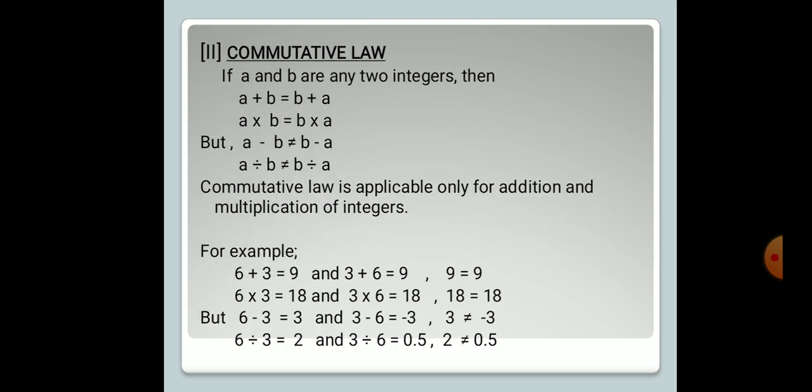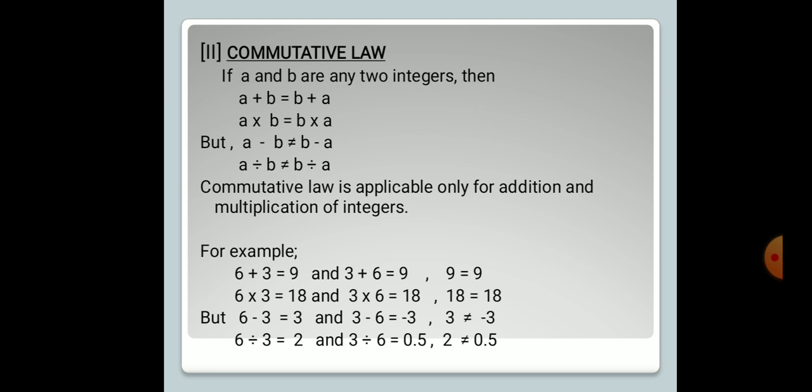Then commutative law. If a and b are any two integers, then a plus b is equal to b plus a, and a into b is also equal to b into a. But a minus b is not equal to b minus a, and a divided by b is also not equal to b divided by a. That means if we add two integers, a plus b, then 6 plus 3 is equal to 9. Then we change its position, b plus a. 3 plus 6 is also equal to 9. So, a plus b is equal to b plus a. So, in the case of addition, if their position is changed, there is no problem.